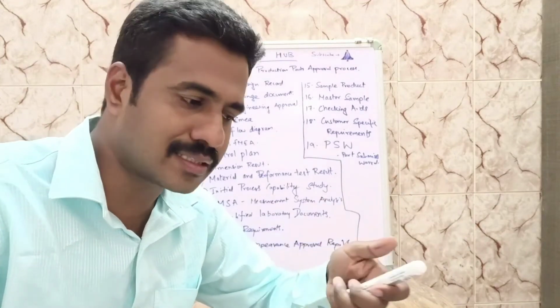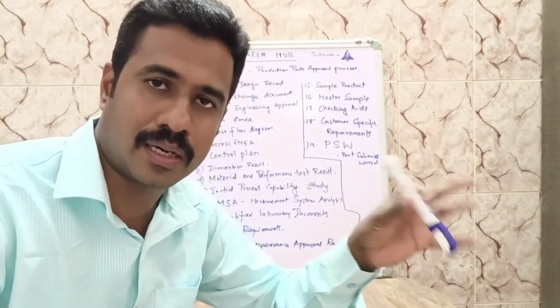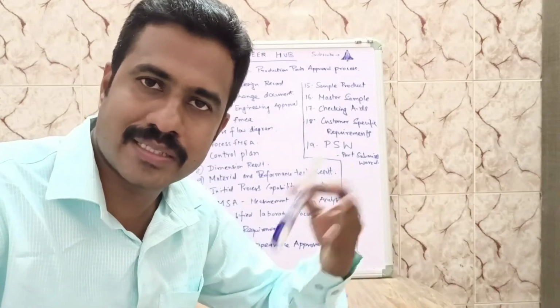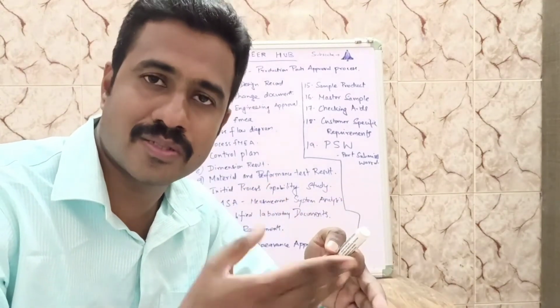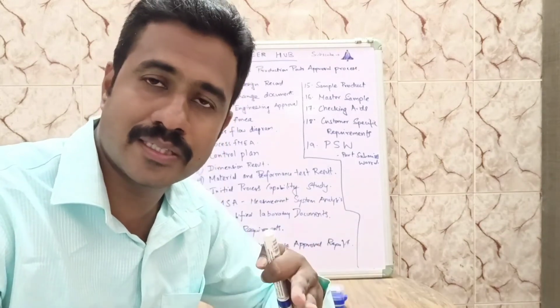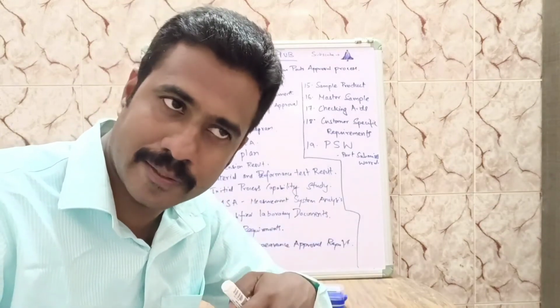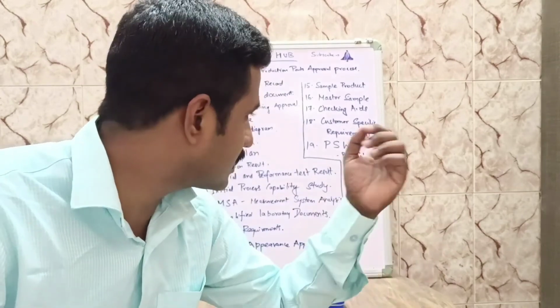These are the instruments that are used to check the part. It's a different set of format, and it's given what instruments are being used, whether the instrument has been calibrated, and what is the range of the instrument. Those things come under checking aids.